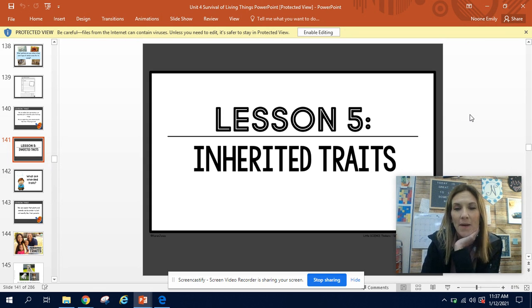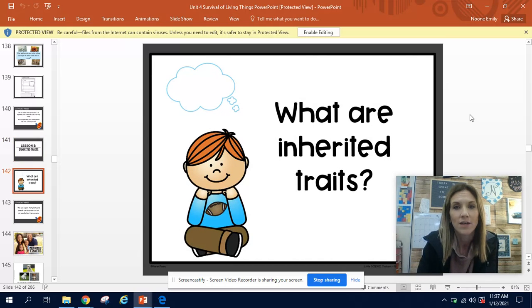Yesterday we talked about animals and their offspring, so their babies. Today we're going to talk about something similar to that. We're going to talk about inherited traits, and we're going to learn a little bit more about what that means. So let's look at our question for today. Our question is, what are inherited traits?